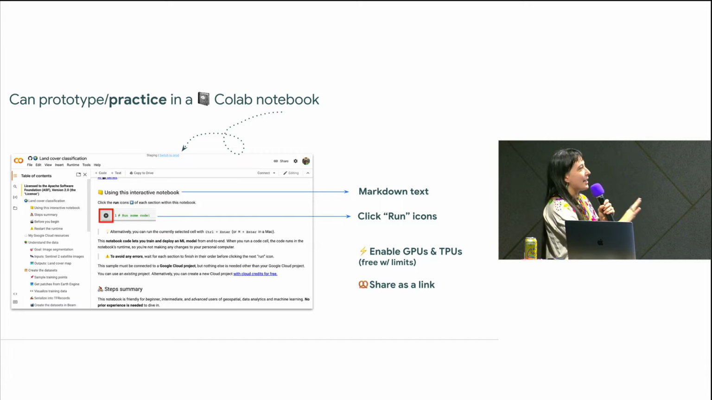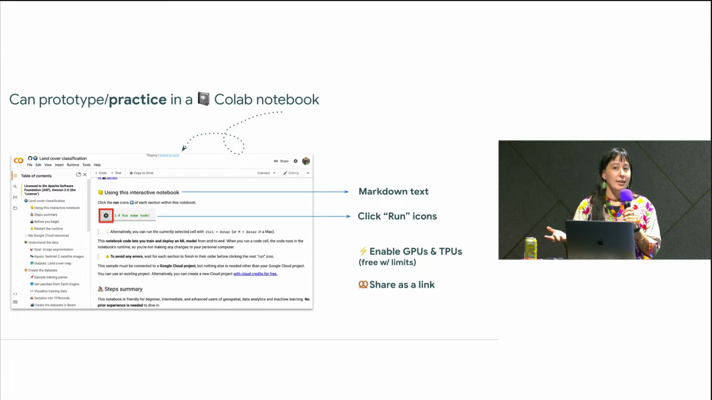You can write text in Markdown. You can click Run on snippets of code. You can enable ML accelerators like GPUs, and it's very collaborative. You can share it as a link.